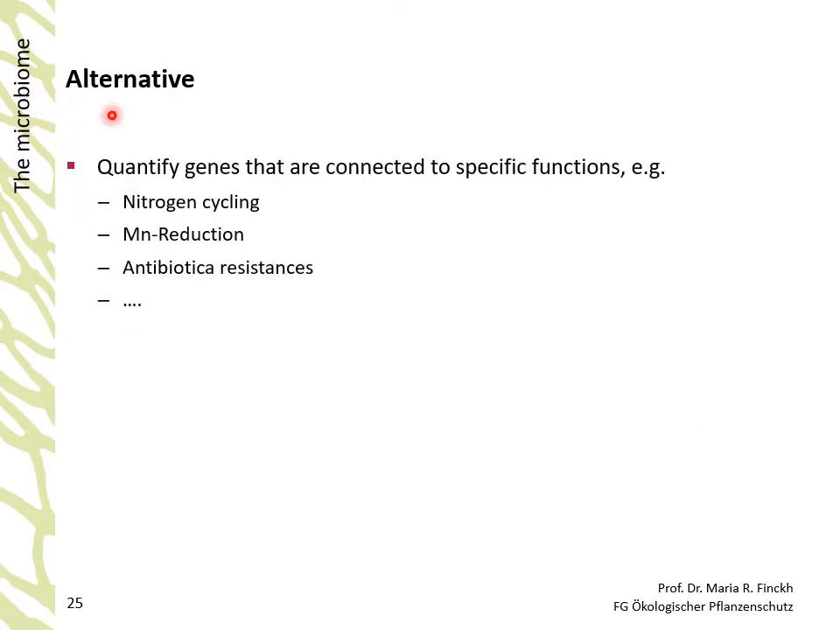There are alternatives, for example, to quantify genes that are connected to specific functions, nitrogen cycling, manganese reduction, antibiotic resistances. They give us at least an idea how frequencies shift. Do we have more or less of something?